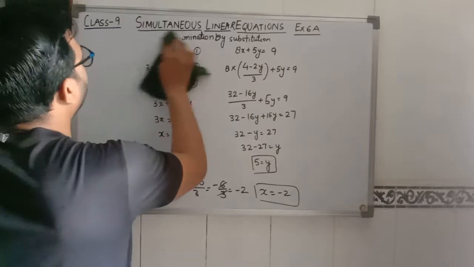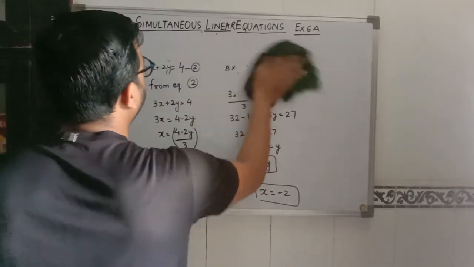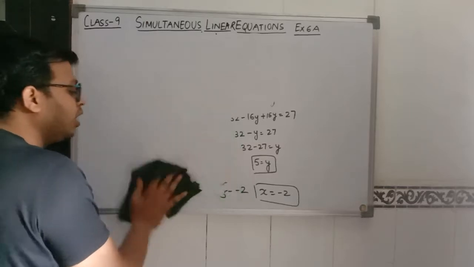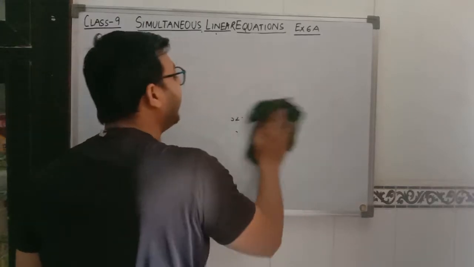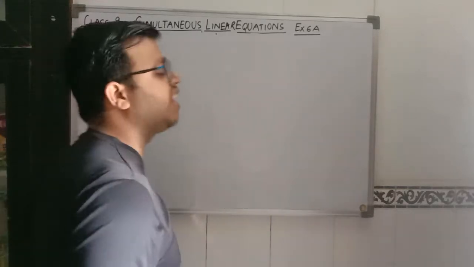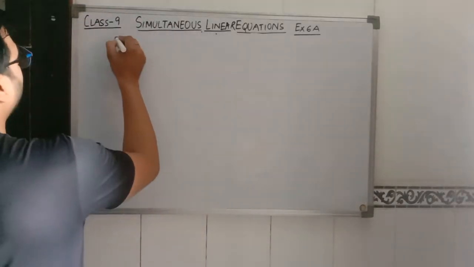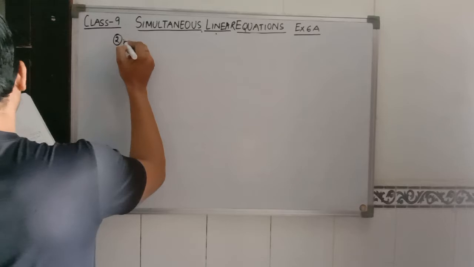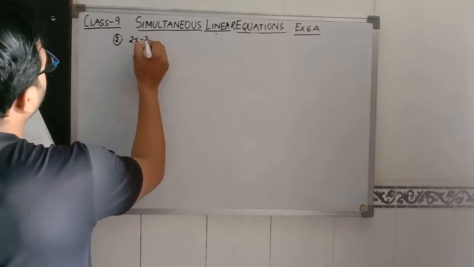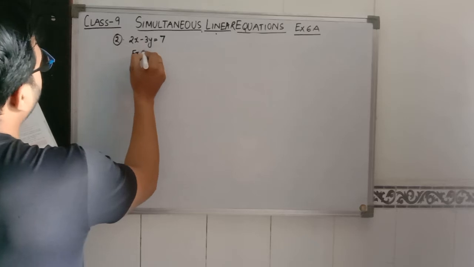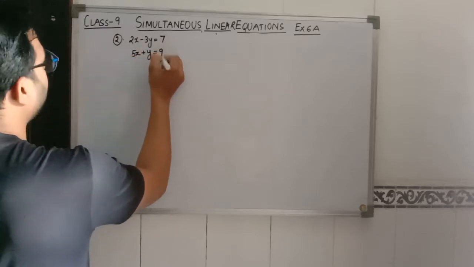We are just talking about the substitution method. From any of the equations, we have to substitute any of the variables. Then in the other equation, we have to place the value of that variable. Now question number 2 says 2x minus 3y is equal to 7, and 5x plus y is equal to 9.